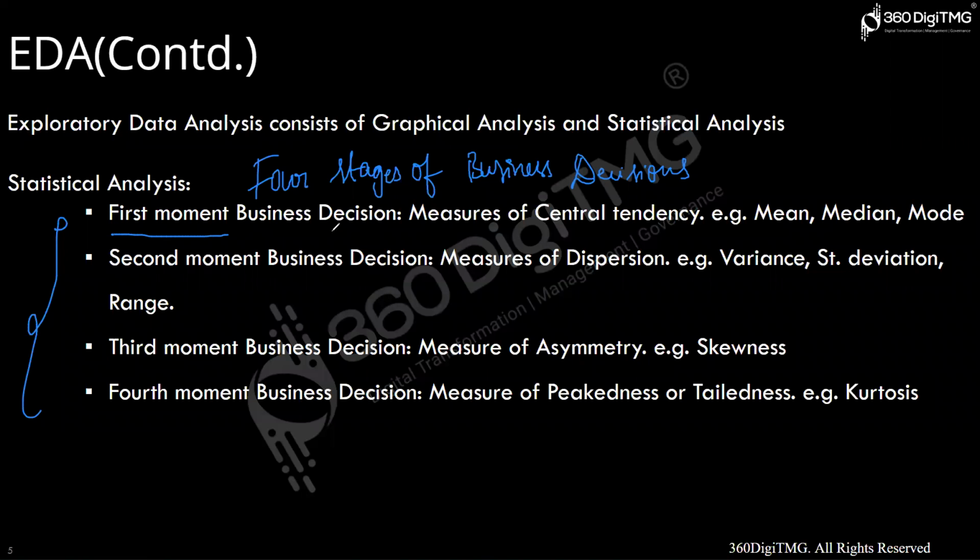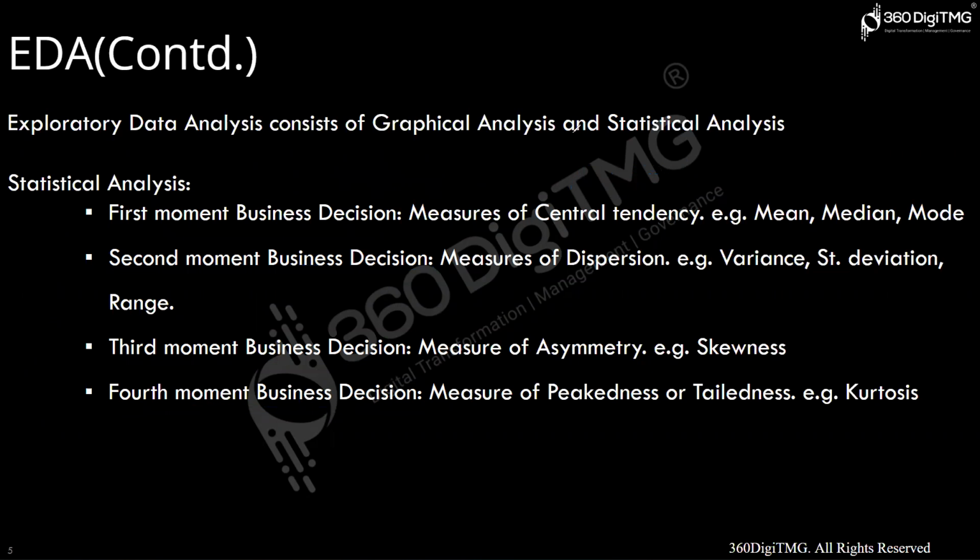First is the first moment business decision, and we have the second moment business decision. We have the third moment business decision. We have the fourth moment business decision. Okay, we have four moments of business decision, guys. So what is the first moment of business decision called? The first moment of business decision is called measure of central tendency. Okay, measure of central tendency. Examples are mean, median, and mode.